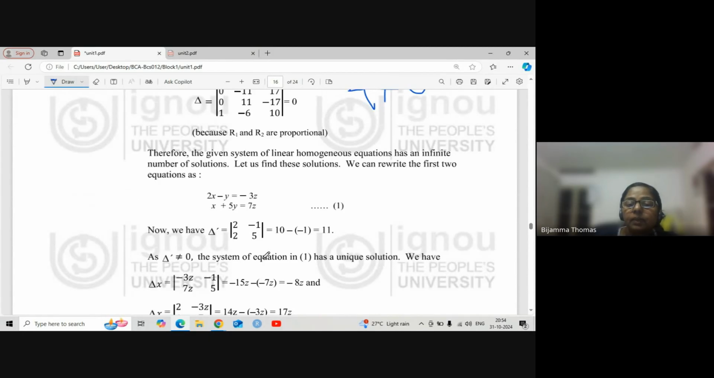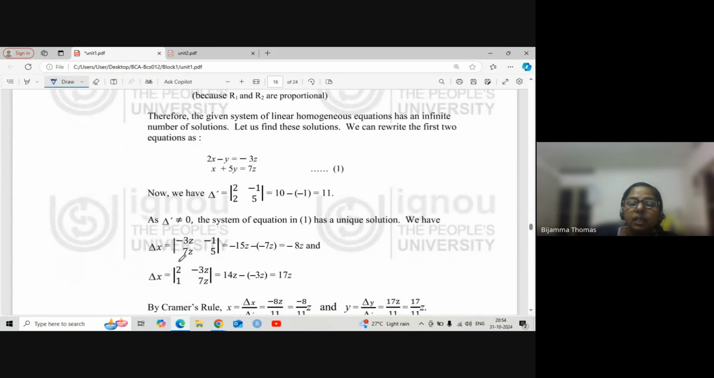Whatever the value of z, x and y follow. When we move to the matrix part, we say that some of the variables will be dependent and some will be independent. That is what we mean by an infinite number of solutions. We will discuss it later.